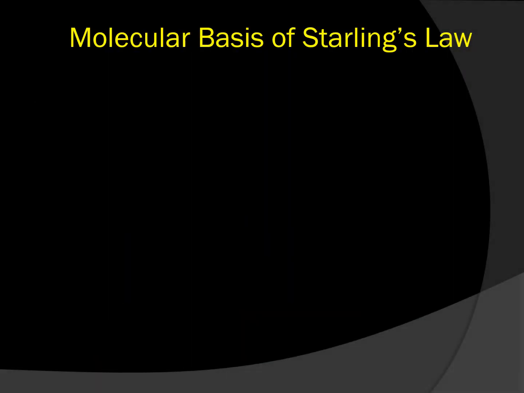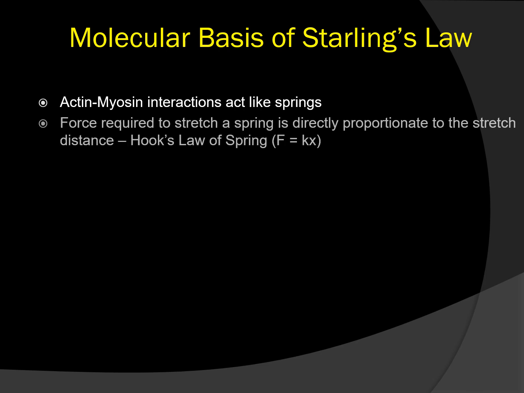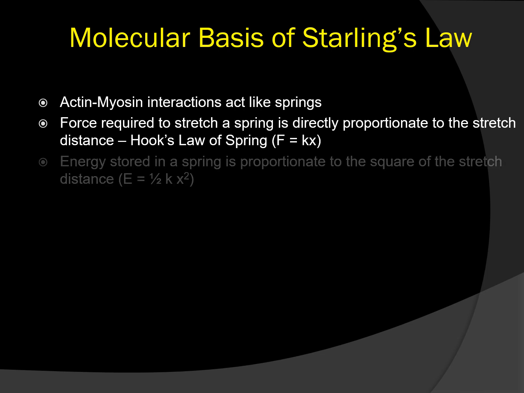So now let's relate Starling's law of the heart to the actin-myosin sliding filament theory. As I showed you earlier, actin and myosin interactions act like springs. Hooke's law of the spring states that the force required to stretch a spring is directly proportionate to the stretch distance, that is, F equals Kx, where F is the force, X is the distance, and K is the proportionality constant, which is referred to as the spring constant.